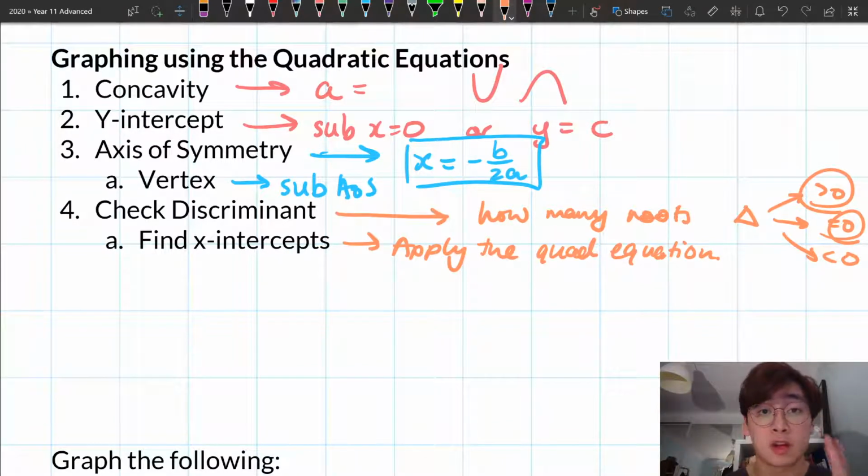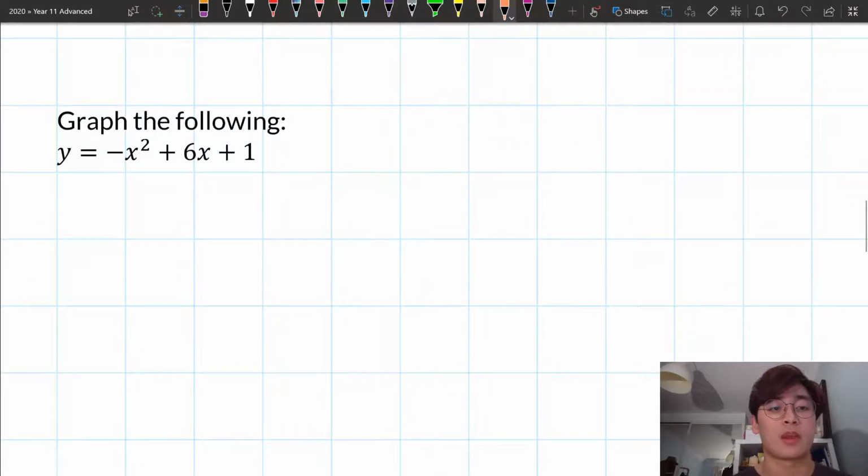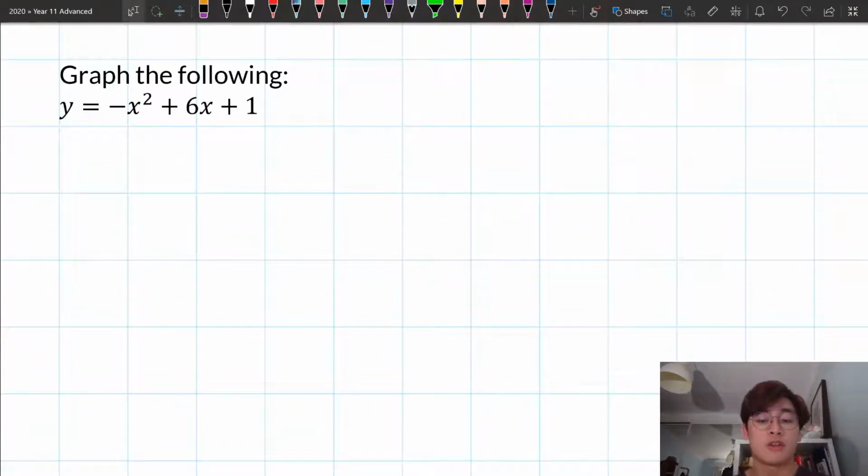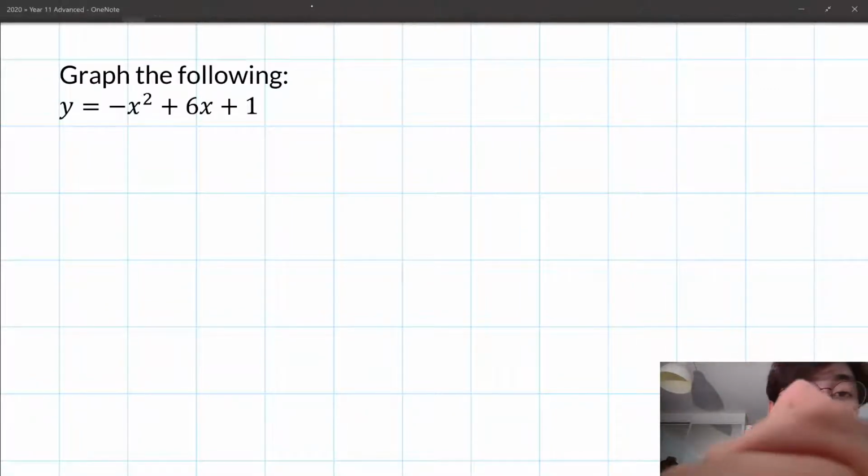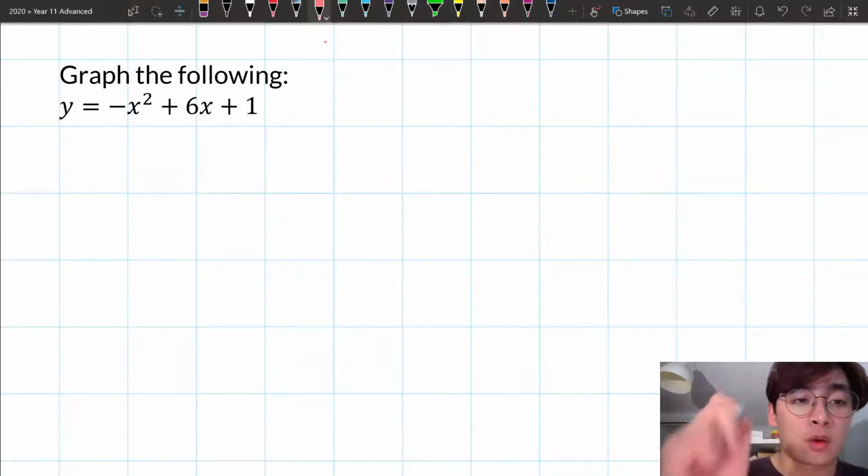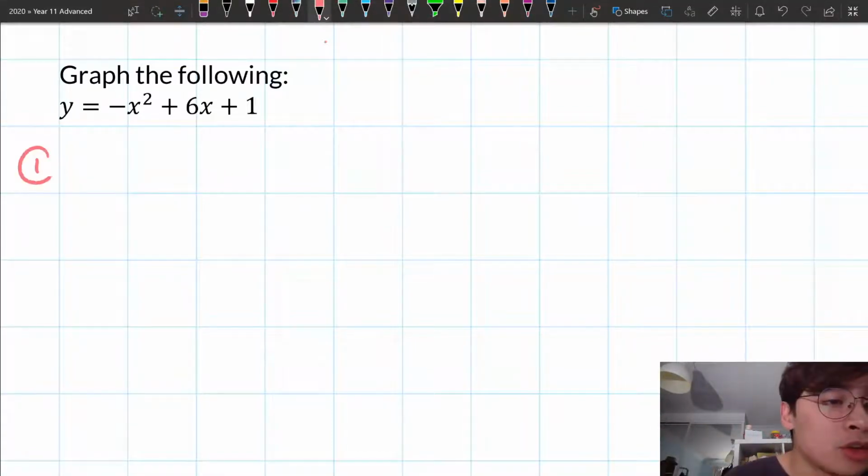What I'm going to do is go through 2 examples with you guys here. Okay, so let's have a look at this first one. We're going to graph the following quadratic function: y is equal to negative x squared plus 6x plus 1. I'm going to go through this a little bit quicker than I would usually, but let's have a go.